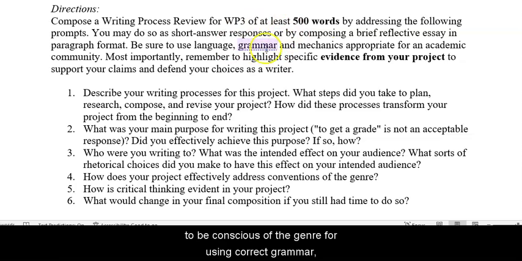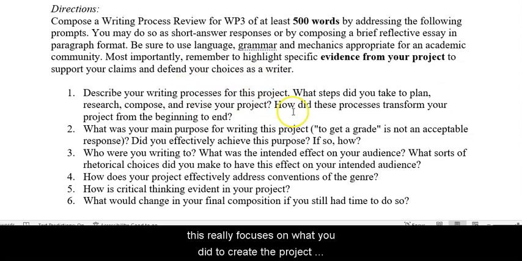The key thing I'm asking you to be conscious of is the genre, so using correct grammar, mechanics, and language appropriate for our academic community. And then most importantly, in addition to your personal perspective on these prompts, I want you to point to evidence from the academic article to defend the things you are saying. So I want to break down these prompts a little bit more in depth to make sure you fully understand them and you don't have any questions.